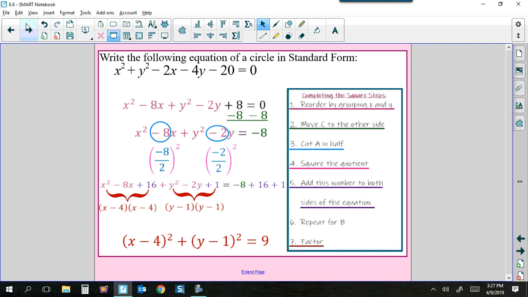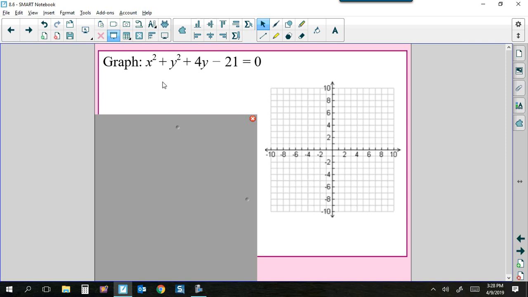All right, back side of notes, you're just going to basically take this equation and graph it. And in order to graph a circle, you need to know the center and radius. So to do this, you're going to convert to the standard equation of the circle. Once you can do that, you can then graph your circle.